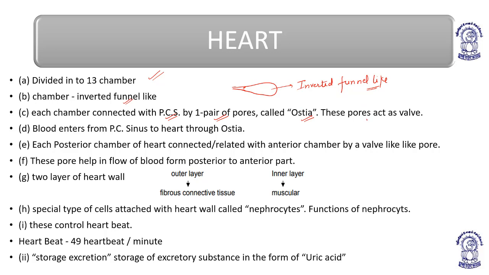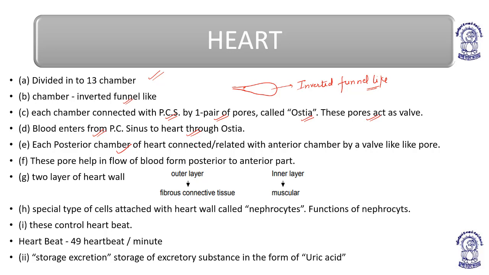These pores, the ostia, act as valves. Blood enters from the pericardial sinus to the heart through the ostia.